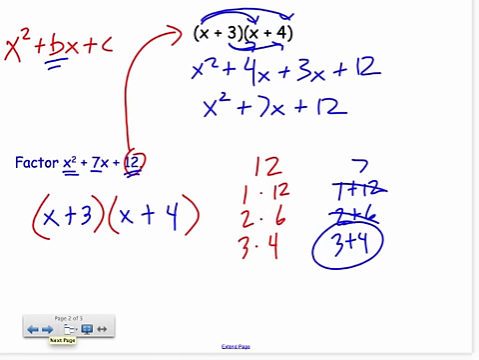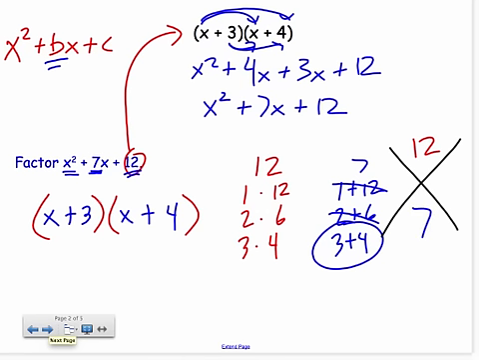And one of those factors has to add up to your B term, which in this case is a positive 7. What I usually like to do is draw my little X here. I know I need factors of 12, and I know they need to add up to 7.